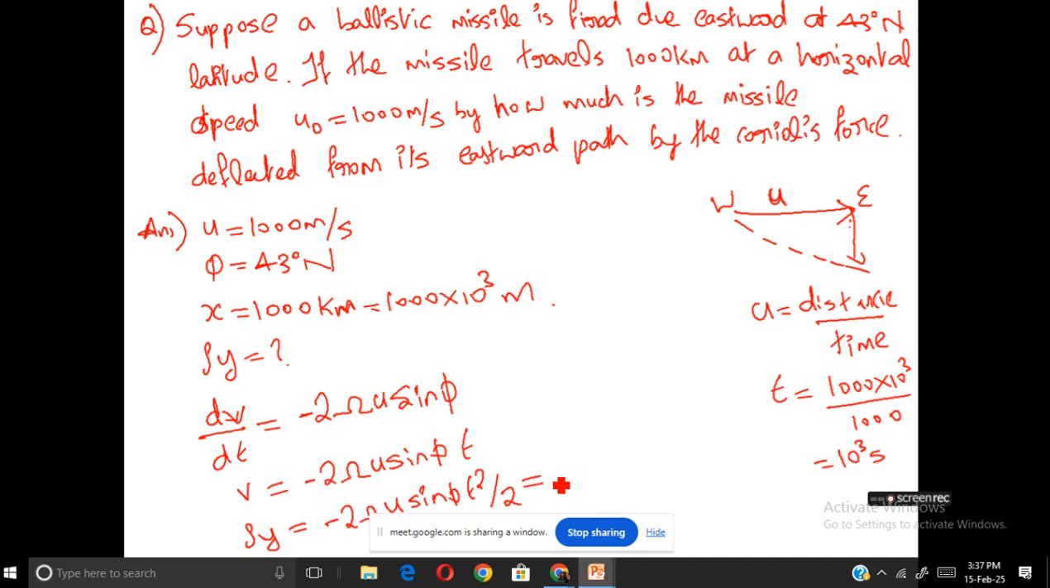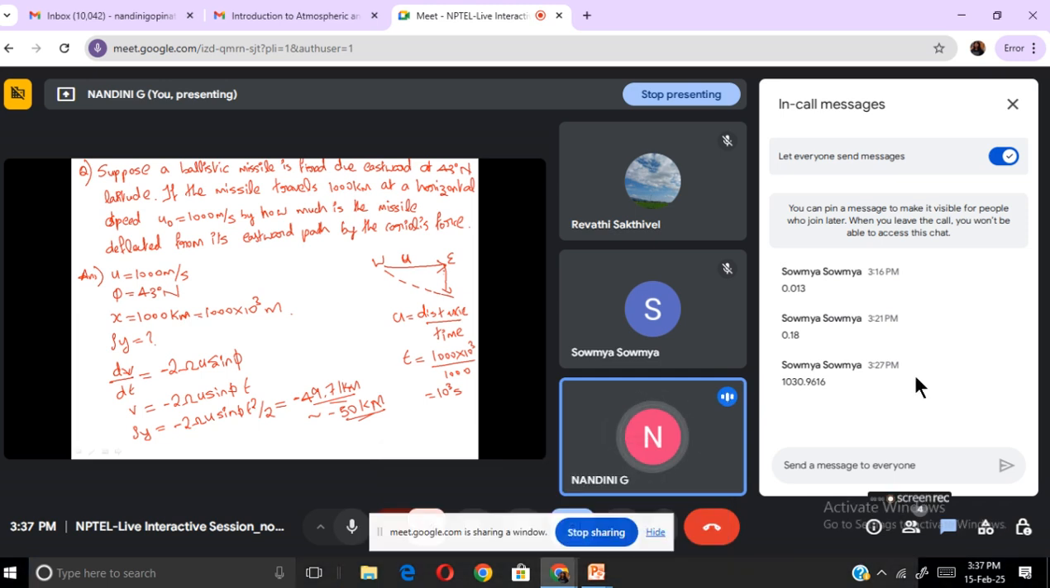Ma'am, minus 49.71. What is the unit? Meter, ma'am. So it will be approximately minus 50 kilometers. Sorry, the unit will be kilometer, not meter. It will be 4,900 and something, 4,971 meter, am I right? Just check the unit once more, if it is coming in meter or kilometer.